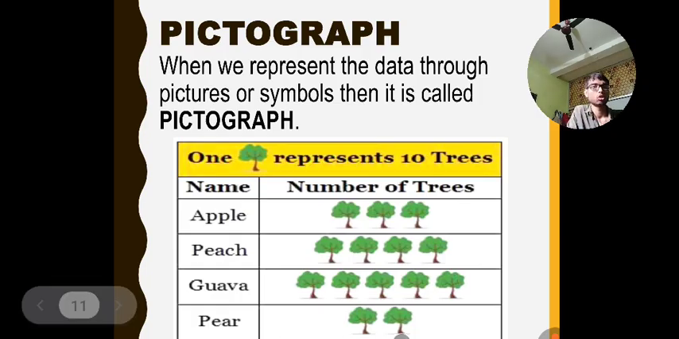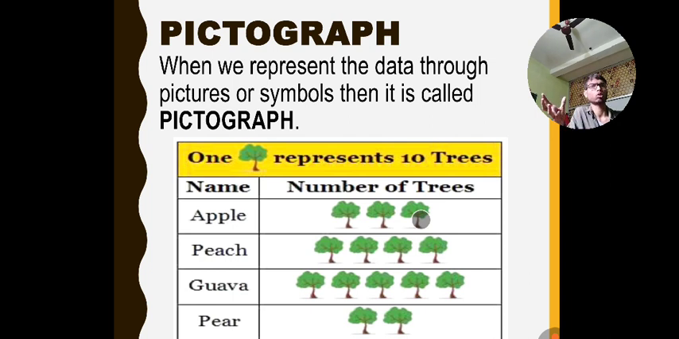Okay, figures. So this is organized data. Here anybody can interact with this. By this apple, this is the number of trees. The number of apple trees is three.